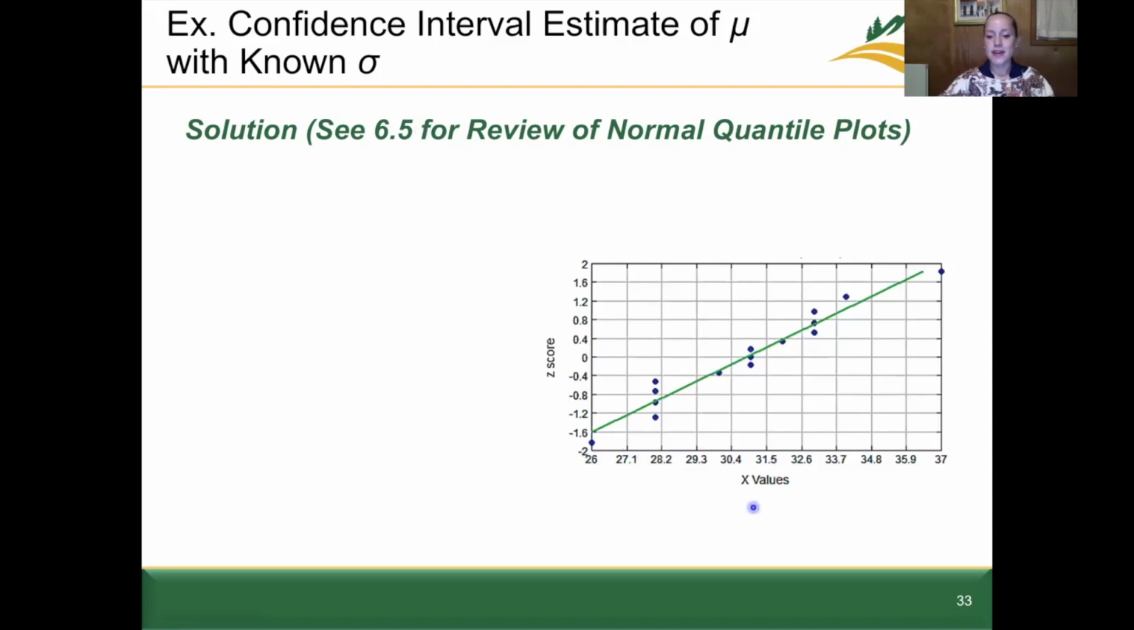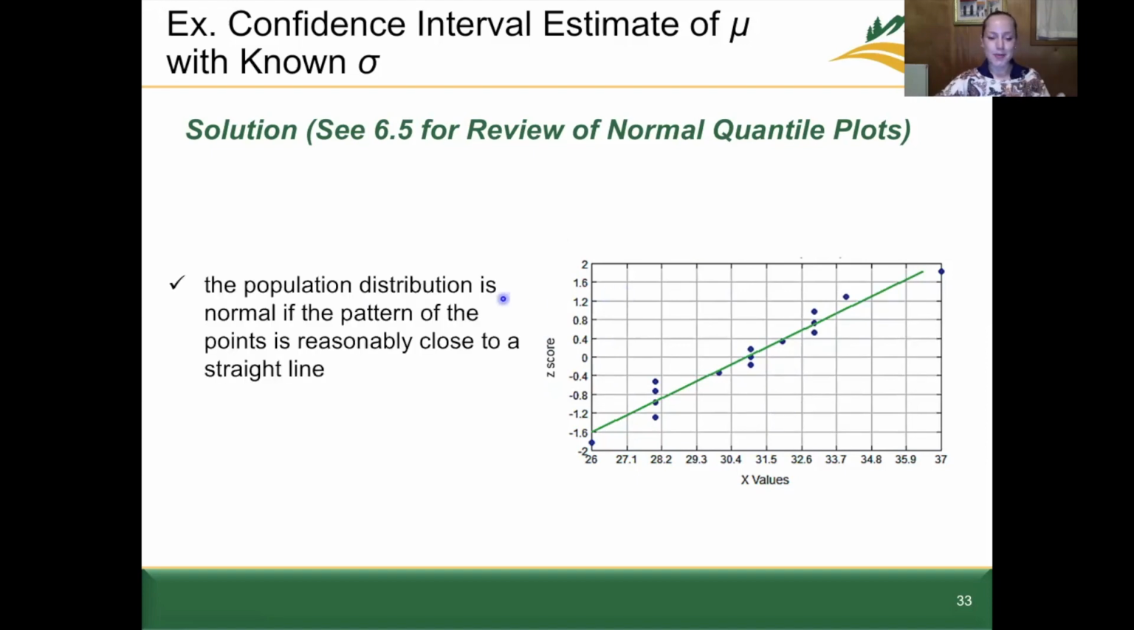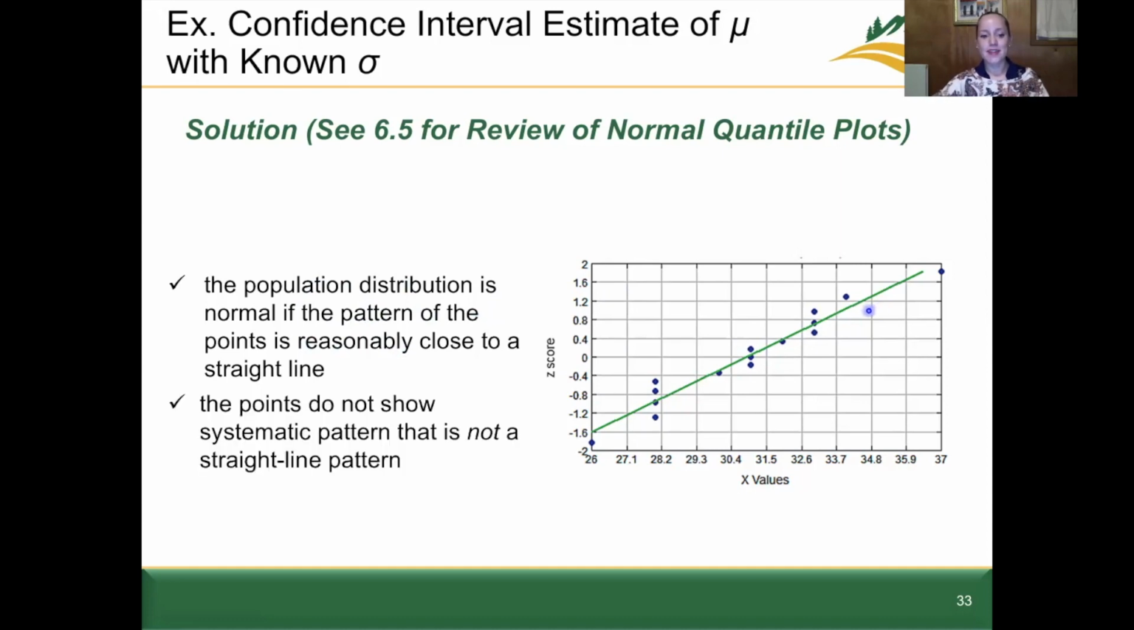So here's our x values, and here's our z-scores. For each of our x values, we found the corresponding z-score, and then we plot this data as z-score versus the x value. If you remember how we look at this and say with certainty that, oh yes, that is a normal distribution, then the population distribution is normal if the pattern of the points is reasonably close to a straight line. Beyond this check, we also have to say that the points do not show some systematic pattern that is not a straight line pattern.